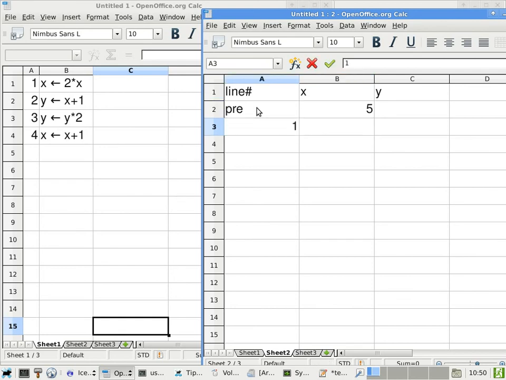Okay. On line 1, we are going to double the value of x, put it back into x. So x is going to end up with a value of 10. On line 2, y is going to be x plus 1. X is 10. 10 plus 1 is 11. Y is now 11. We go to line 3.